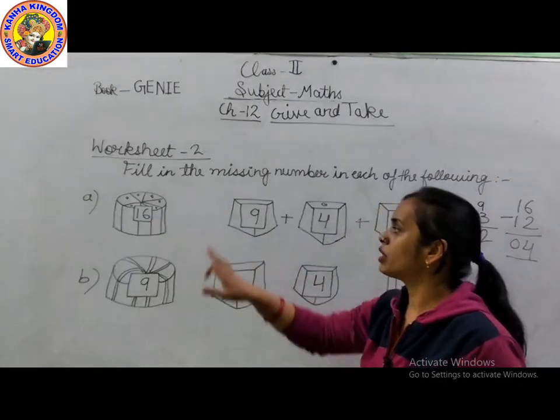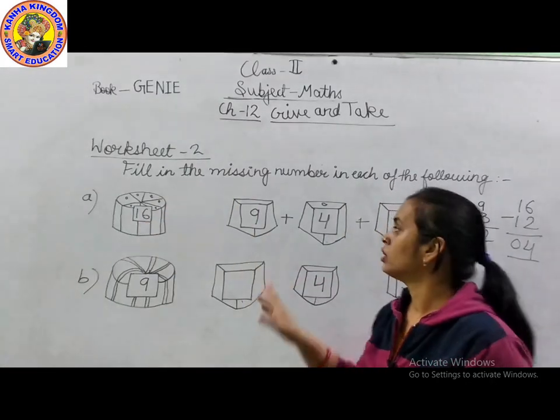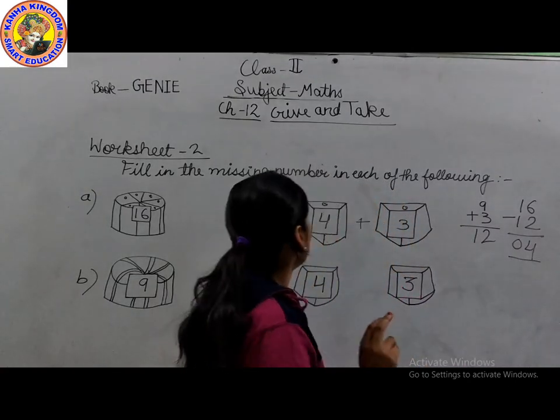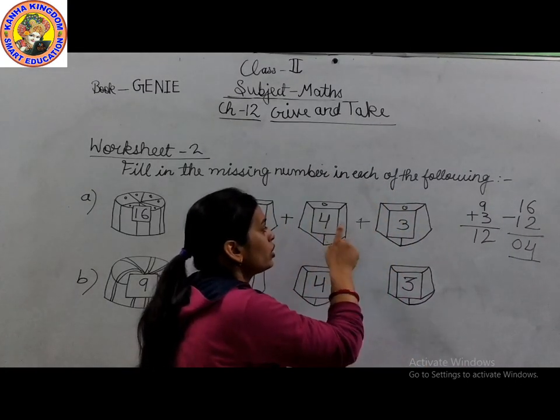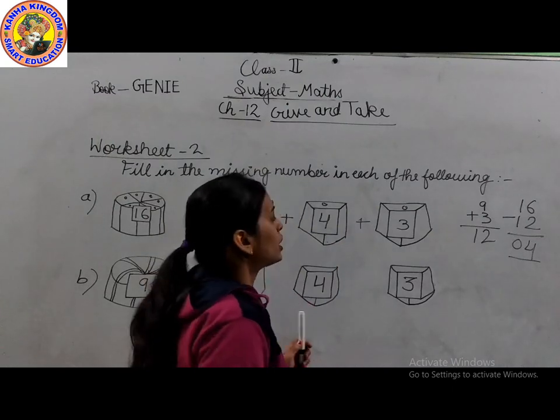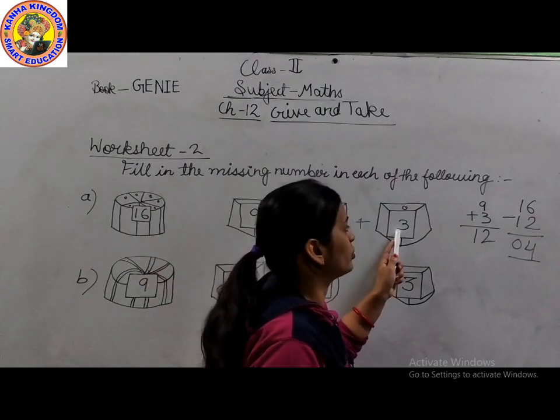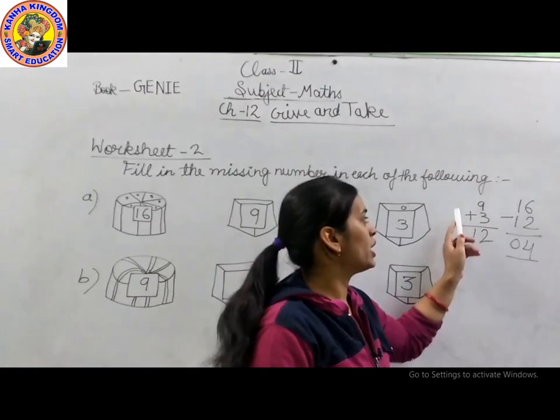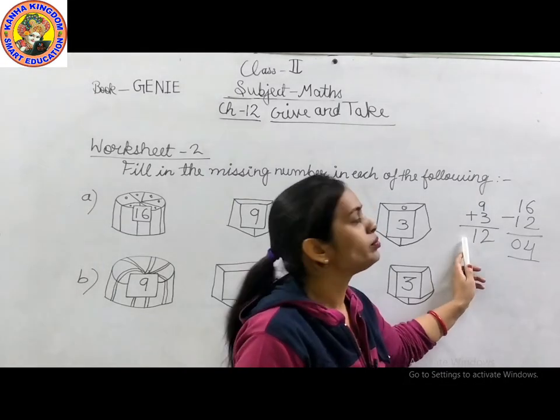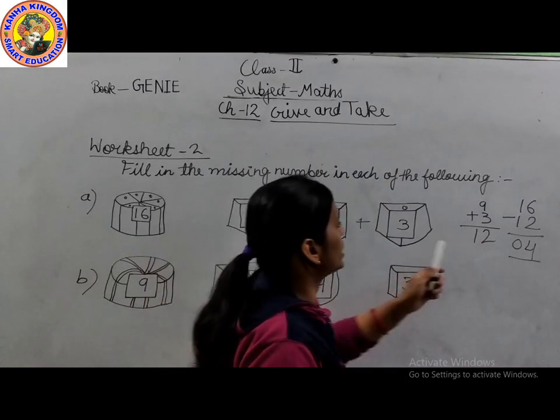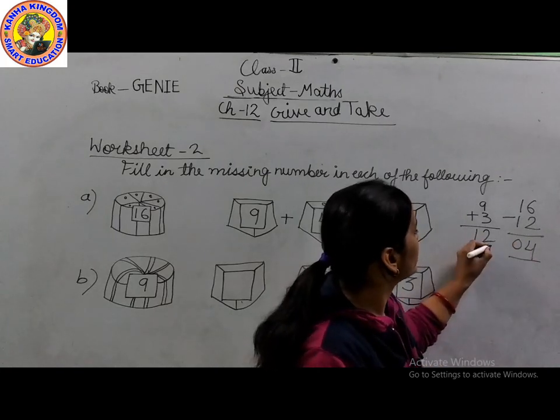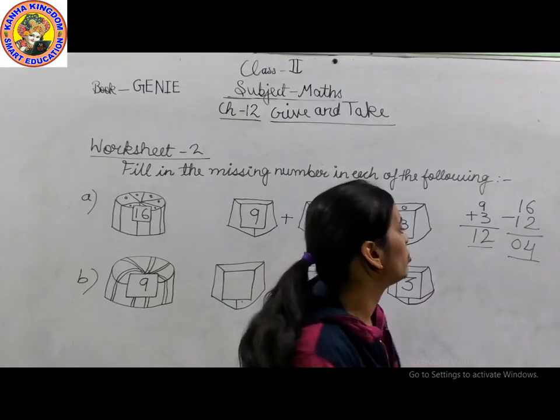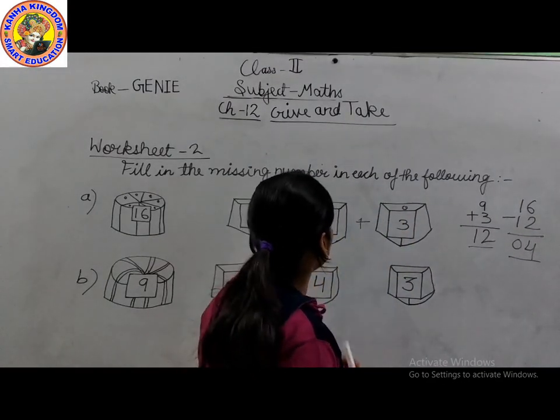Okay. Our question is 16. Now 9, 3. So we add 4 to get 16. First we add 9 and 3. 9 plus 3, 12. Then 16 minus 12. Then we subtract 12 from 16. So we get number 4. So we write here 4.